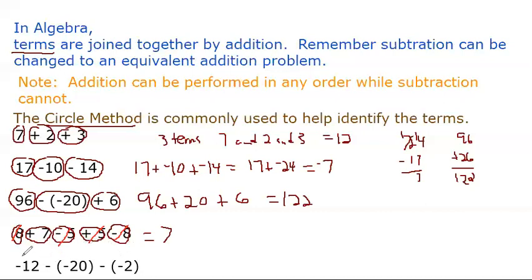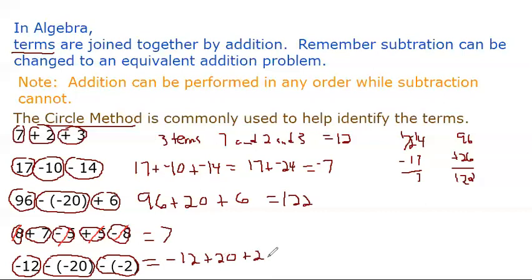When I look at this next example, I have a negative 12 as the first term. I then have the opposite of a negative 20. And I also have the opposite of a negative 2. So that one needs a rewrite. So I have a negative 12 is my first term, plus a positive 20, plus a positive 2. Again, I can add in any order I want.